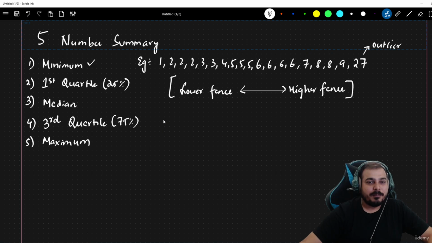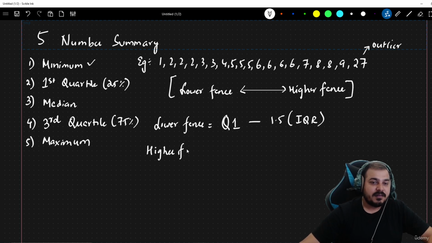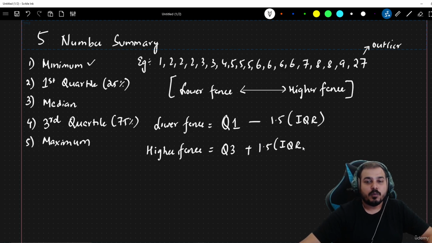Now, if I really want to compute the lower fence, the formula looks something like this. So lower fence is nothing but Q1, that is my quartile 1, that is nothing but the 25 percentile, minus 1.5 multiplied by IQR. What is IQR? IQR is nothing but the interquartile range. It is the difference between the third quartile and the first quartile. Okay, so let's go to the higher fence. If I want to define the higher fence, the formula looks something like this: Q3 plus 1.5 multiplied by IQR.